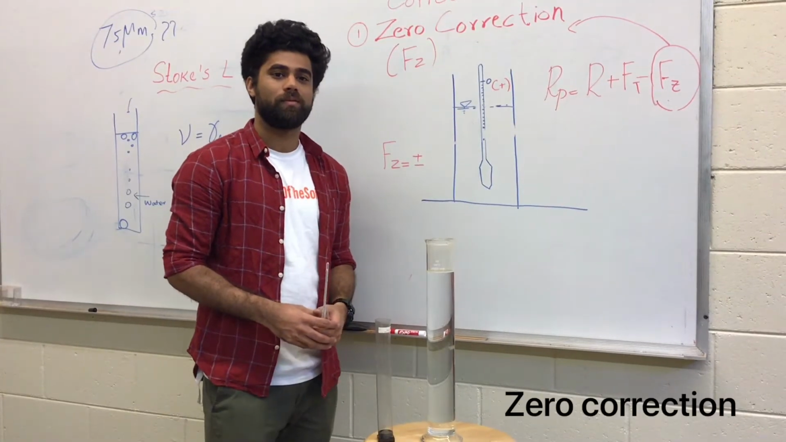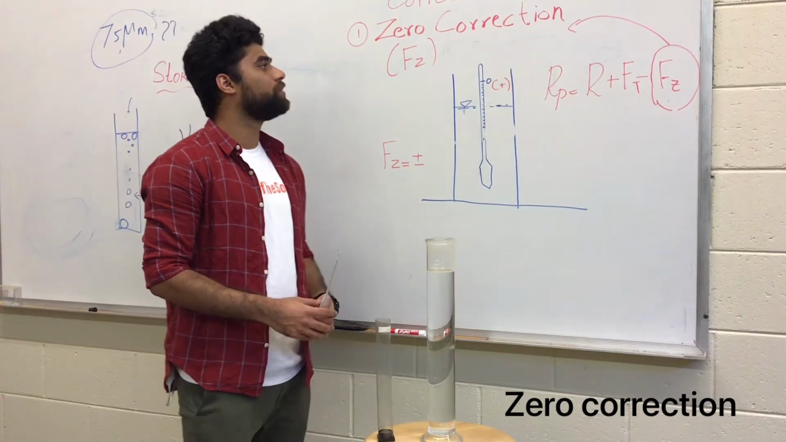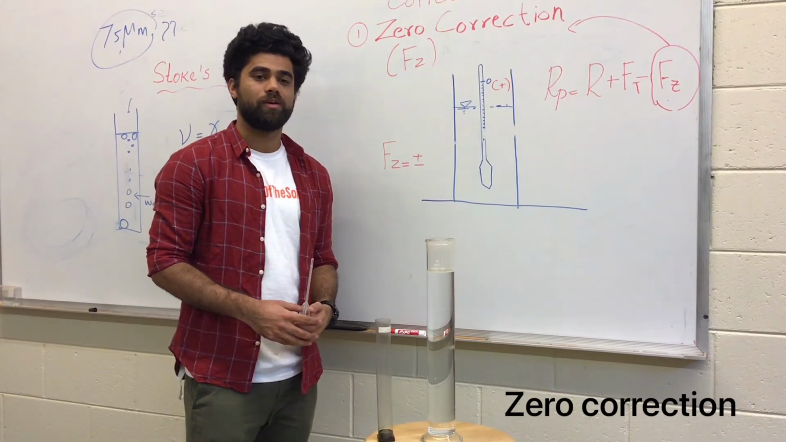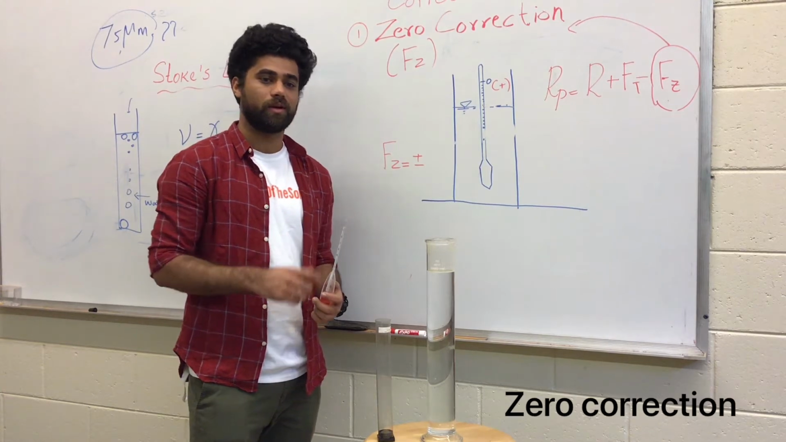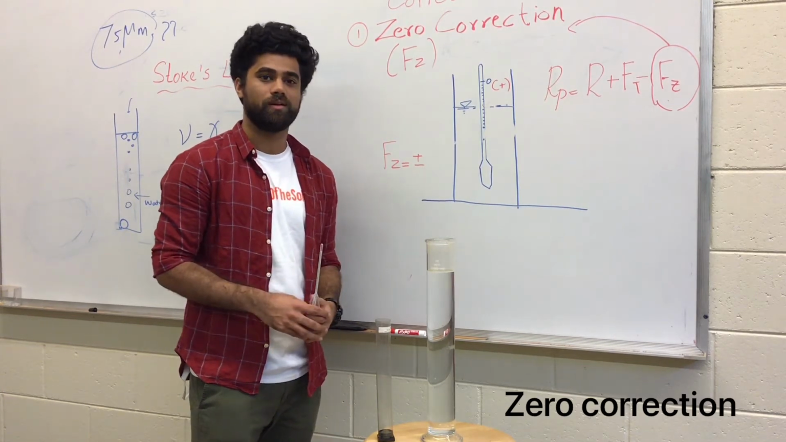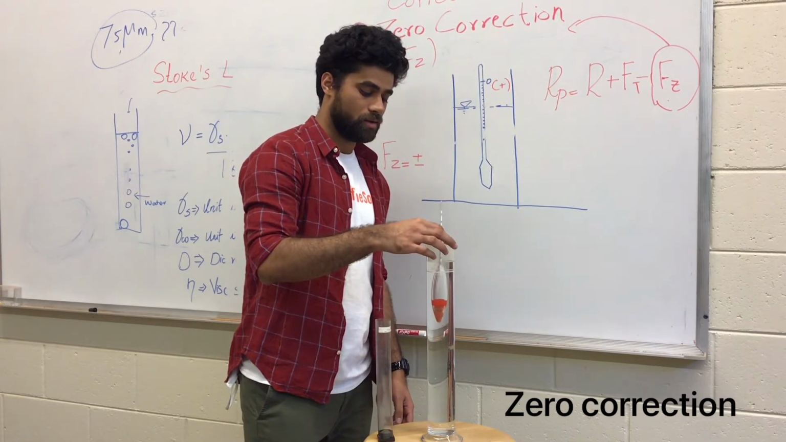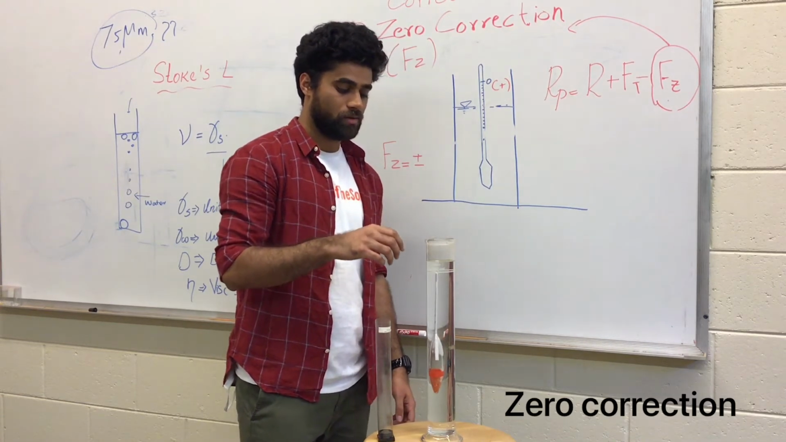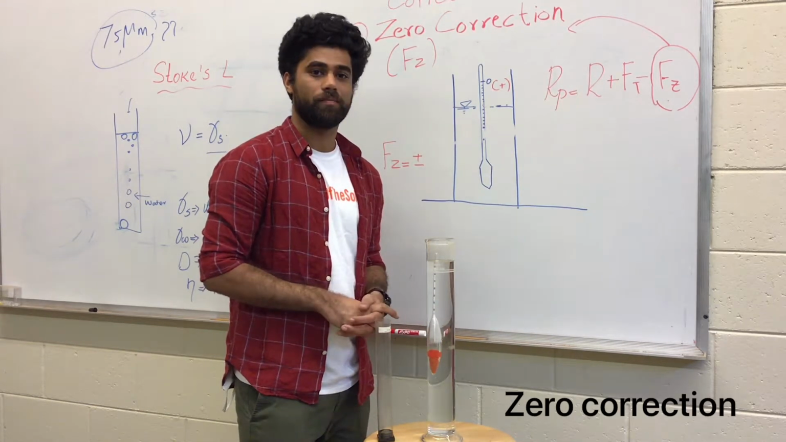So in this experiment, we are going to have 3 corrections. The first one is the zero correction, which is denoted by FZ. We need to know whether the zero on the hydrometer aligns with the water level in the measuring cylinder. So after we put the hydrometer in the measuring cylinder, we are going to wait till it comes to an equilibrium and then check the zero reading.